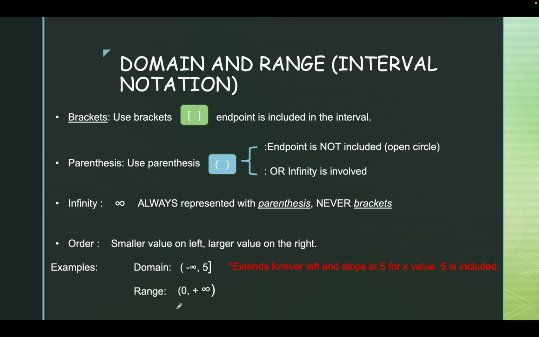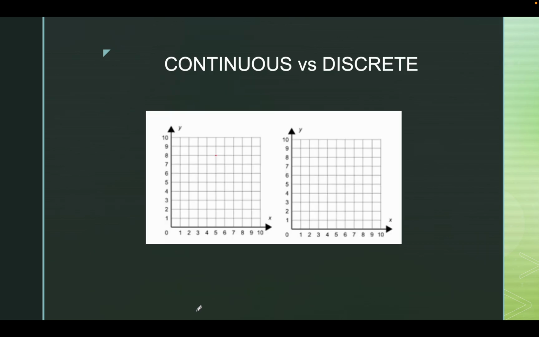The range, you might see something like this, where we have a parenthesis with a 0. That means that it excludes 0. There's an open circle at 0, and the graph will travel up forever. So where the y value is 0, there's an open circle, and the graph travels up forever, which is why it goes to positive infinity. We'll look at graphs and what this looks like in a few examples in a moment.